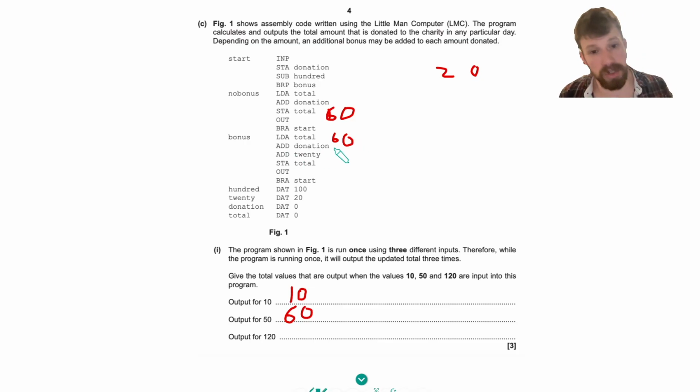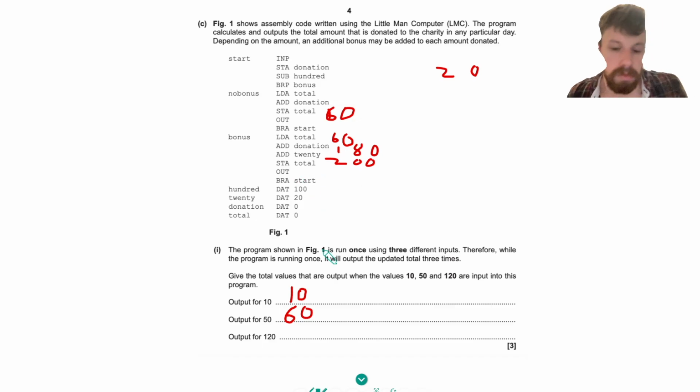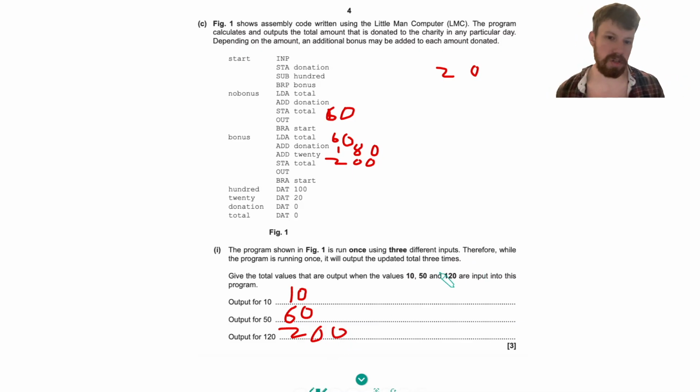Add the donation, which is 180, because 120 plus 60 is 180. Add a further 20, which is 200. Store that in total, and then we're going to output that. So the final value is actually going to be 200. Okay, and then we're not inputting any more values in there. So then it does jump back to the start, but there's nothing left to do because those are the only 3 values we're going to input in there.